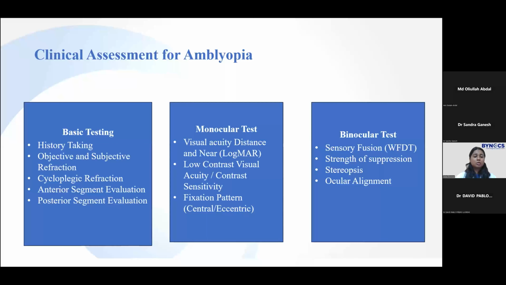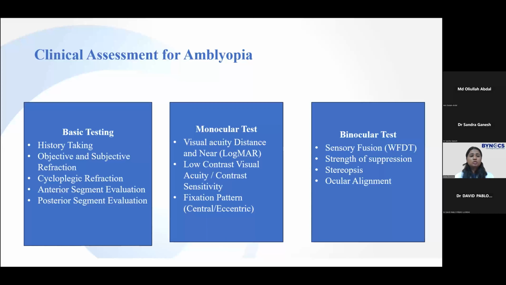So in your clinical assessment, whenever you have an amblyopic patient, we do our basic testing where we do history taking, we ask for chief complaints, we ask for any past ocular history, whether the patient has changed glasses, has done patching before, or has had any surgeries. Along with that, we do an objective and subjective refraction. But it is also very important to do a cycloplegic refraction for your amblyopic cases. Along with that, you need to do an anterior segment and a posterior segment evaluation to rule out any abnormalities. This is your basic testing.